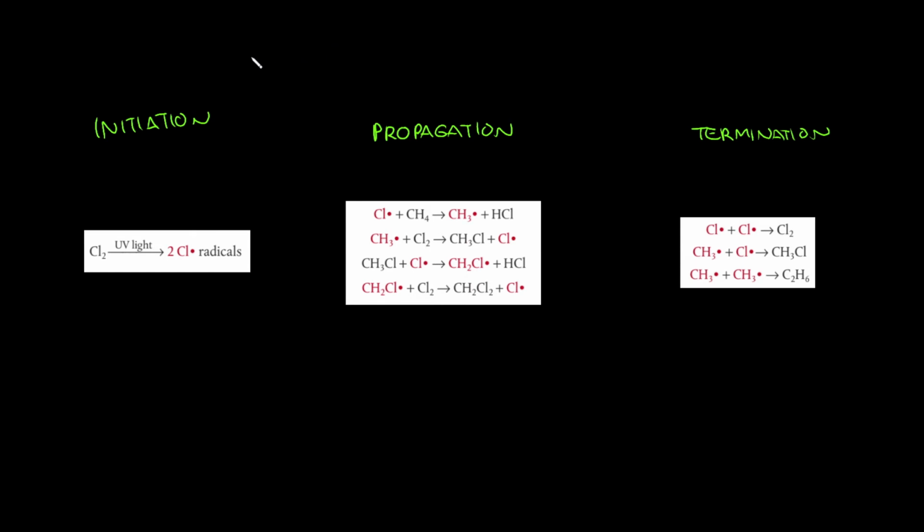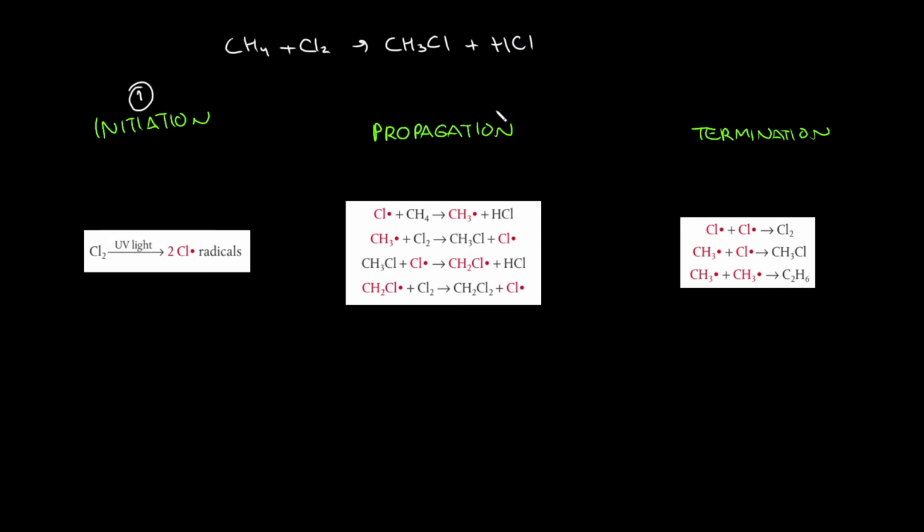Basically, the reaction that we're looking at is the exact reaction that we talked about just now. It's between methane and chlorine. And we know that it's going to form a chloromethane and hydrogen chloride. So there are 3 steps to this.